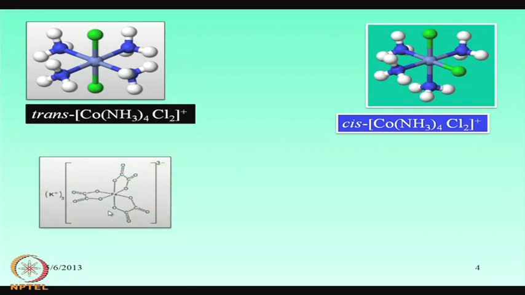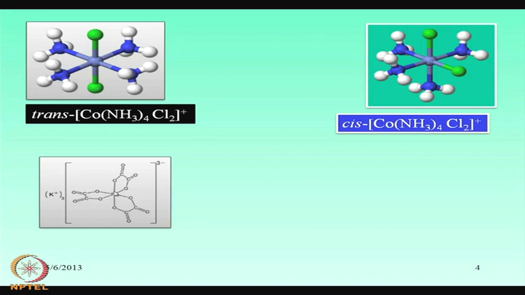Similarly, if we have 3 bidentate ligands, these are oxalate anions. Oxalate is a very good bidentate ligand system binding to the metal center with 2 oxygen atoms, and when these 2 oxygen atoms are bound to the iron center, we get 1 bidentate chelation over here, second from here and third from here.